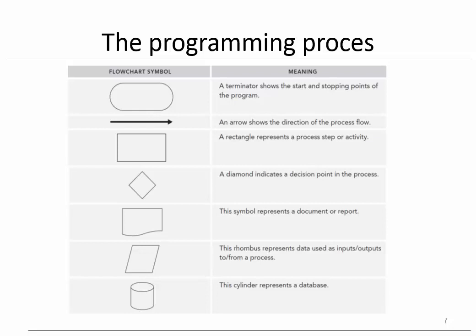Typically, this may also include an exchange of data. A rectangle represents a process step or activity. A diamond indicates a decision point in the process. Then we have a next symbol which represents a document or report. A rhombus represents data used as inputs, outputs to or from a process, and a cylinder represents a data source, which will typically be a database.